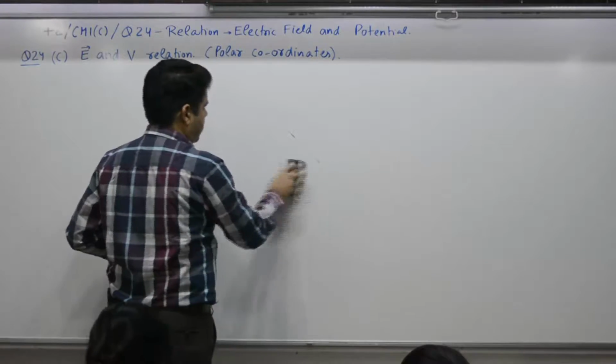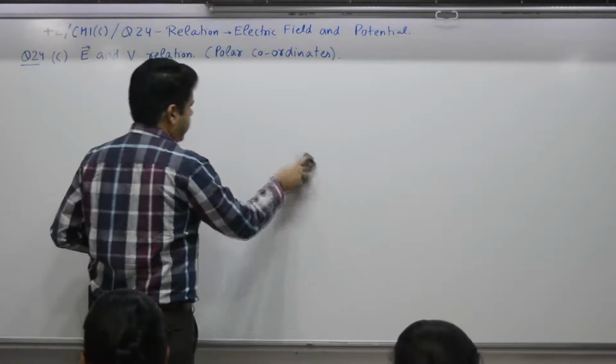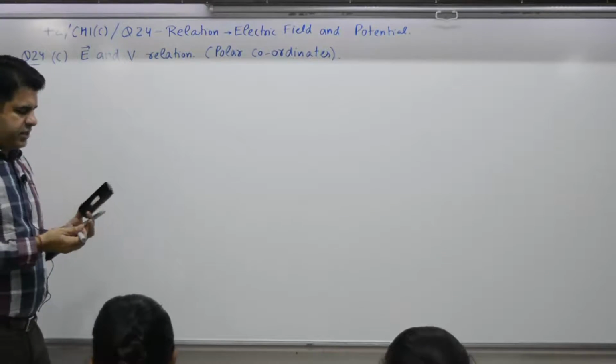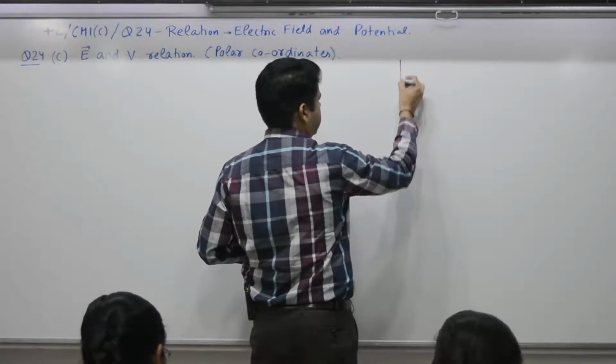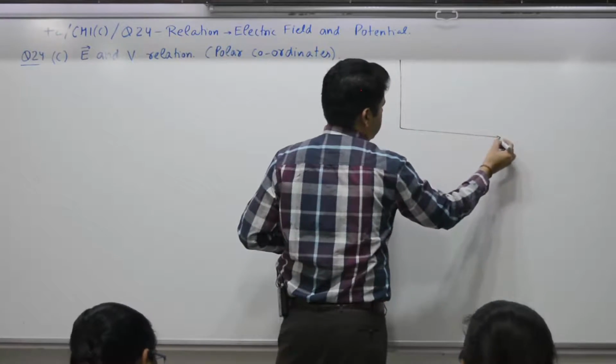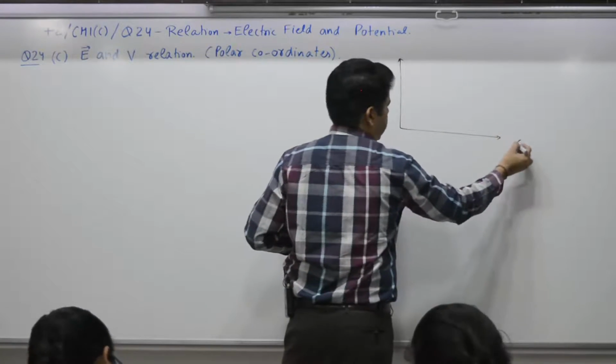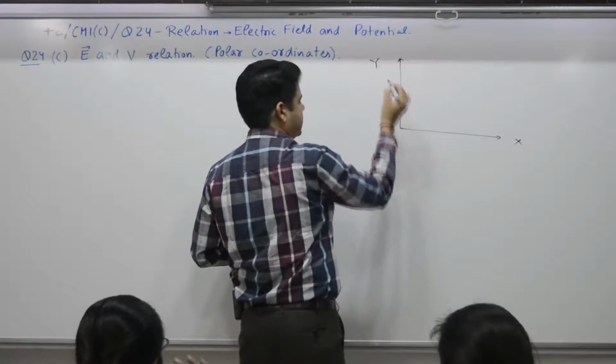Question number 24. In parts A and B we have dealt with XY coordinates, that is, the Cartesian coordinate arrangement. In the Cartesian coordinate arrangement, you have an x-axis and a y-axis.